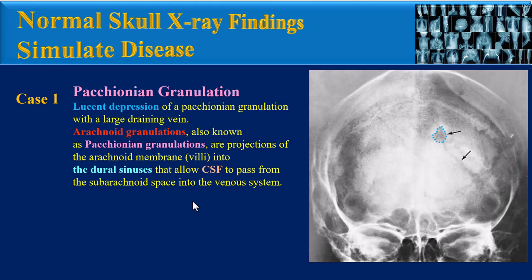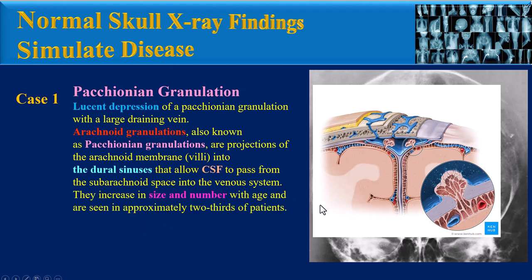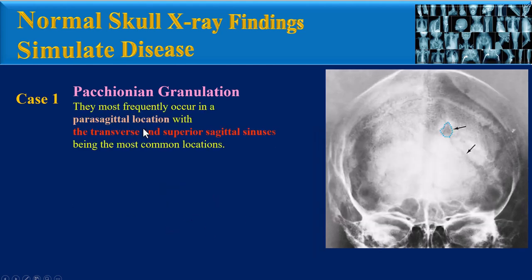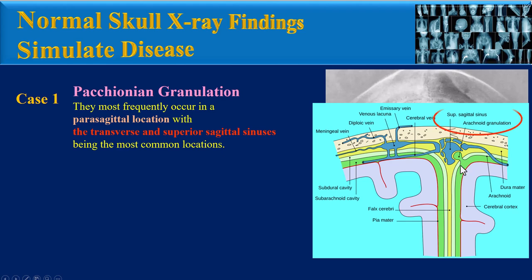Arachnoid granulations, also known as Pacchionian granulations, are projections of the arachnoid membrane into the dural sinuses that allow CSF to pass from the subarachnoid space into the venous system. They increase in size and number with age and are seen in approximately 2/3 of patients. They most frequently occur in a parasagittal location, with the transverse and superior sagittal sinuses being the most common locations.